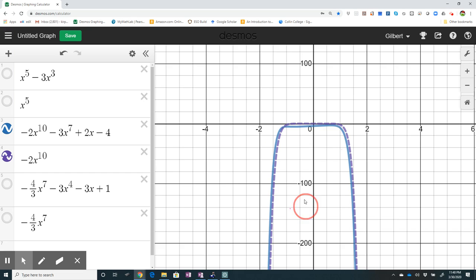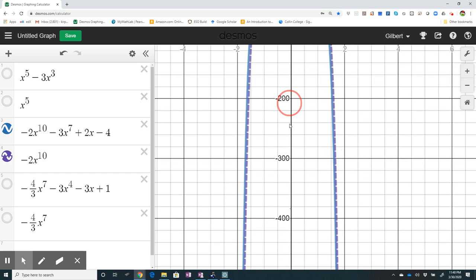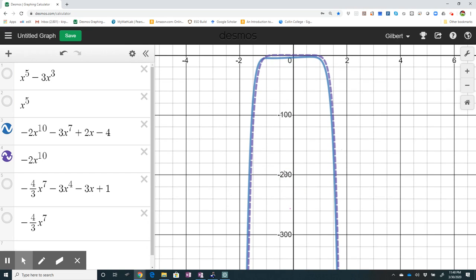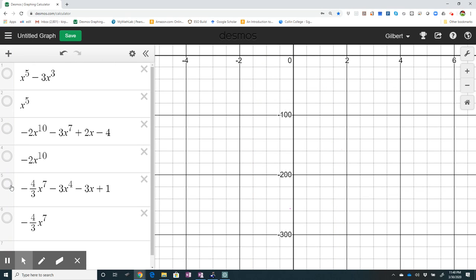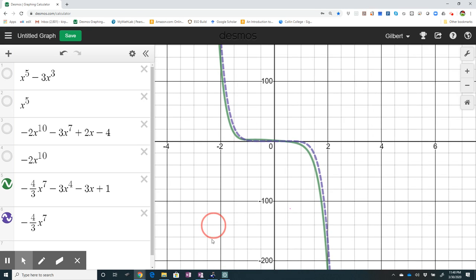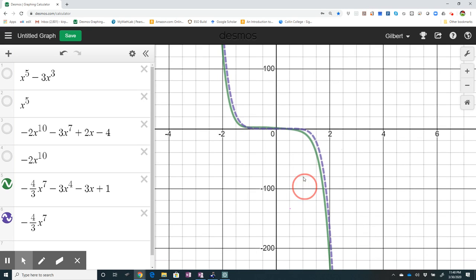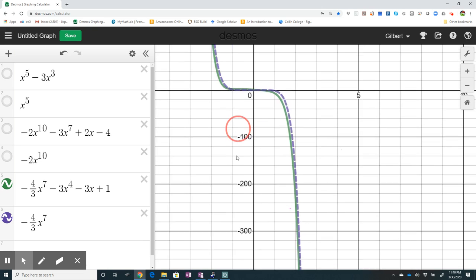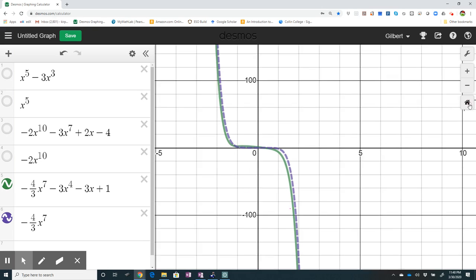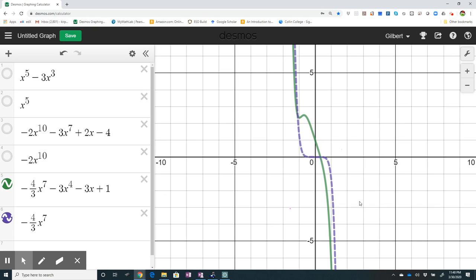Notice that the two graphs start to become similar. And so that's always true. A graph begins to resemble its leading term. And then the last one, I have -4/3 x to the 7th. And notice that they actually look a lot alike if I'm zoomed out. But if I zoom in, they look nothing alike.